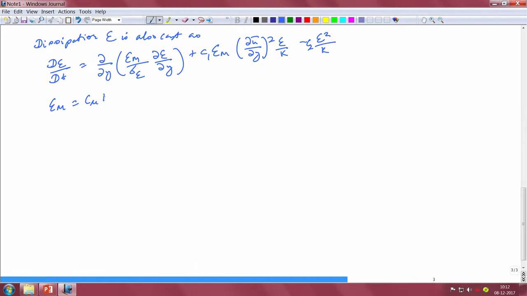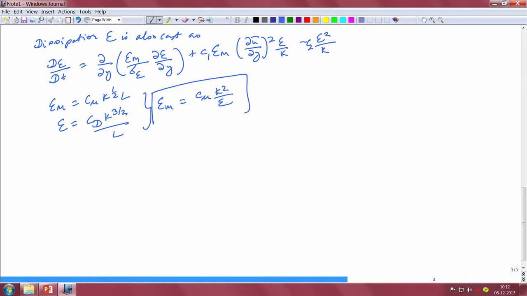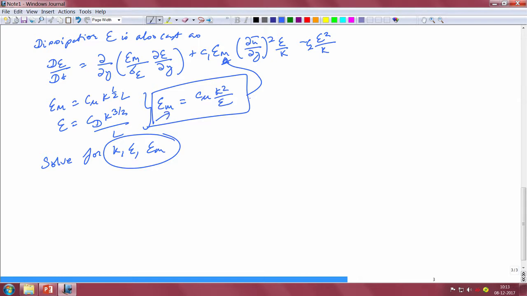Em is basically C mu k to the power of half into L, epsilon is equal to C d k to the power of 3 by 2 by L. This leads to epsilon m should be equal to C mu k square by epsilon. So, you can see this is now reduced to this particular form. Now, what the equation boils down to, you now solve for K, epsilon and epsilon m, where epsilon m is related to K and epsilon.